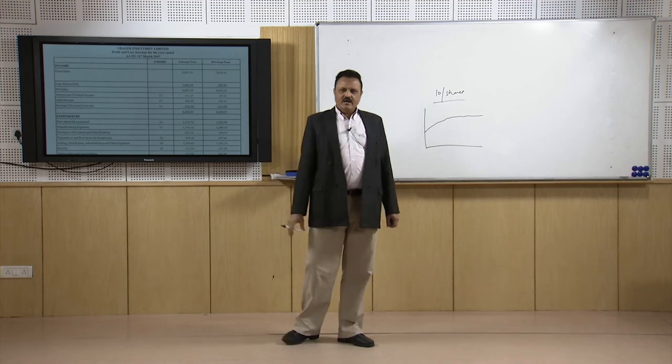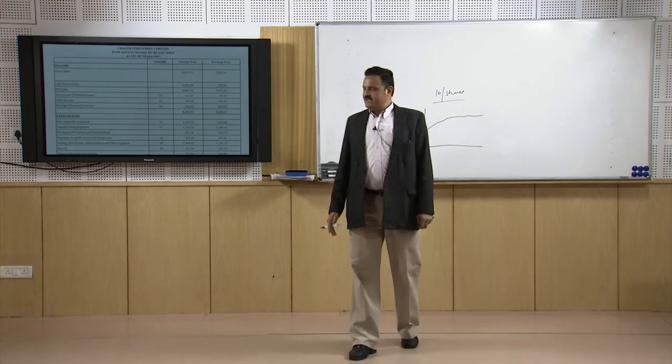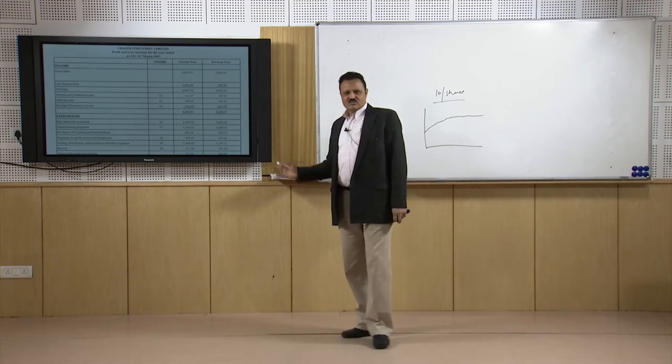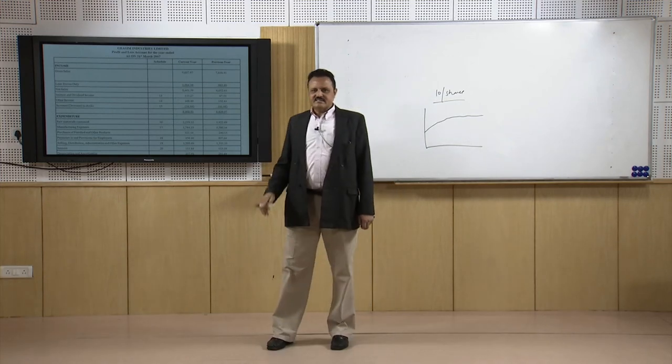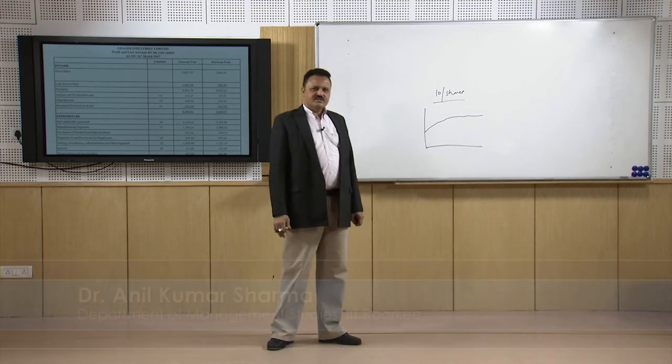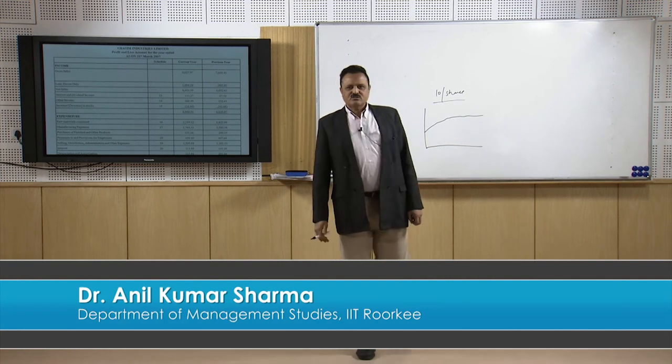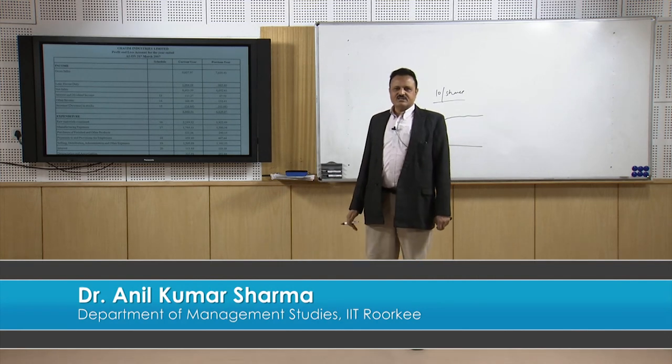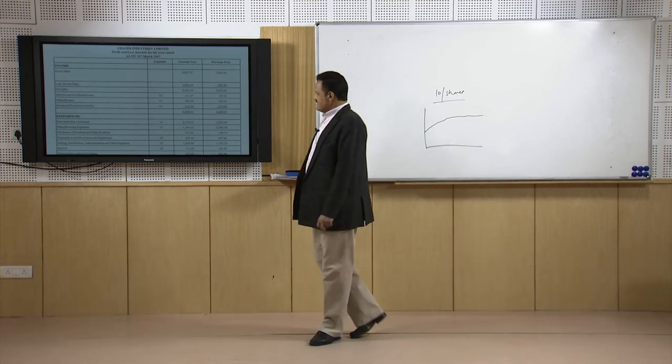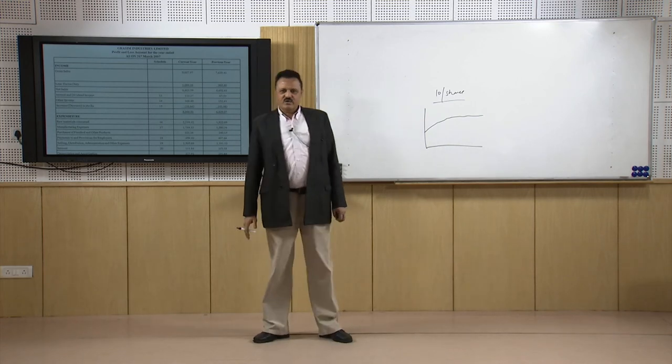So now the next part will be that we will start calculating the ratios, three sets of ratios: the ROI ratios, then solvency ratios, and the liquidity ratios for Grasim Industries, and that I will start doing in the next part of the discussion.